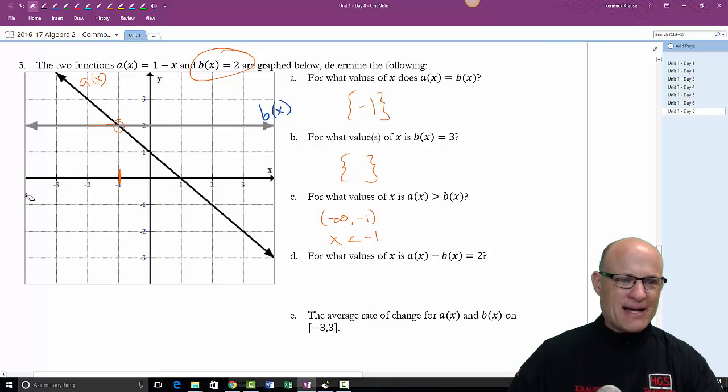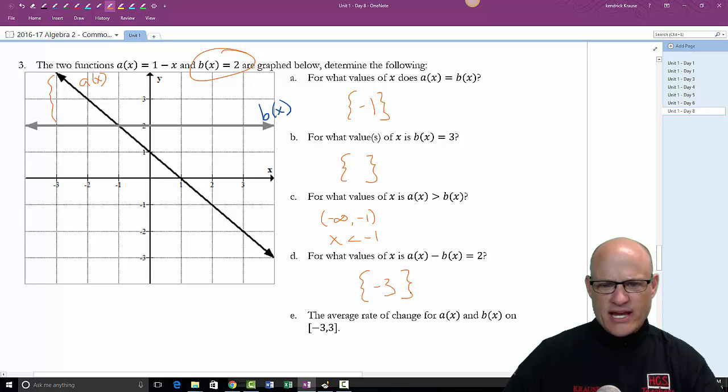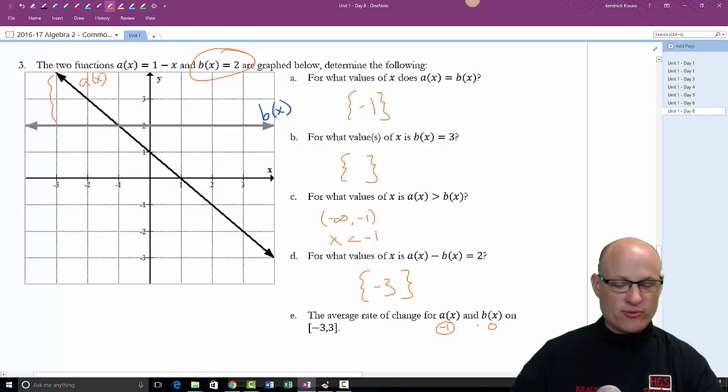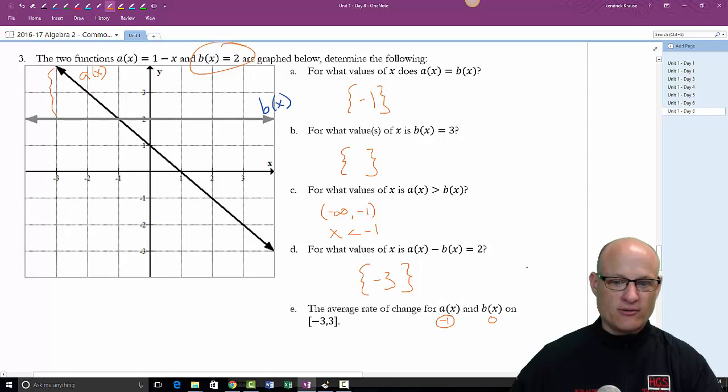When are they separated by 2 units? Now, a of x, black, has to be above b of x. And by 2 units, wouldn't that be right here? A of x above, so that'd be -3. And finally, the average rate of change. Since these are both linear functions, their average rate of change are just their slope. So I'm just going to write them right underneath here. For a, it will be -1. And for a horizontal line, it would be 0. So their average rates of change would be -1 and 0.